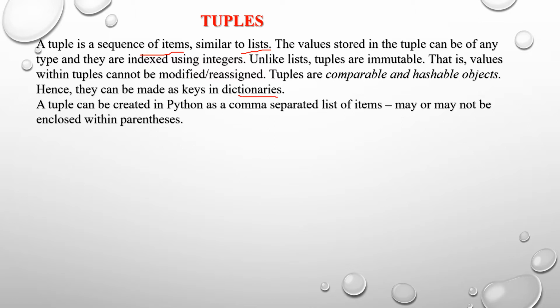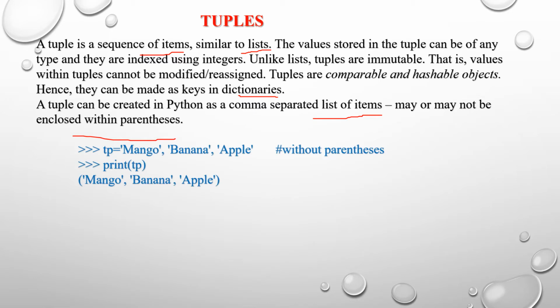A tuple can be created in Python as a comma separated list of items, which may or may not be enclosed in parentheses. For example, tp is my tuple variable, and it's equal to, within quotes, mango, and the second item, banana, enclosed in quotes, separated by commas, and the next item is apple. If you print tp, the Python interpreter will print mango, banana and apple with parentheses. The type of tp is tuple.